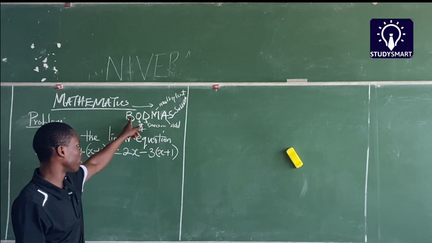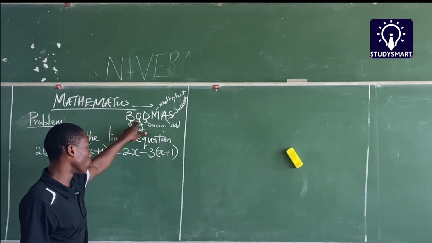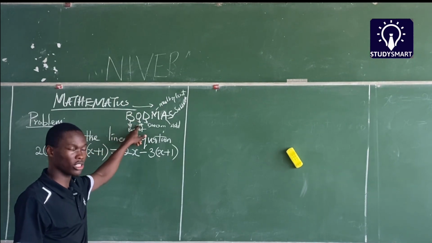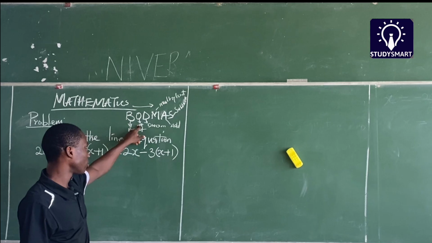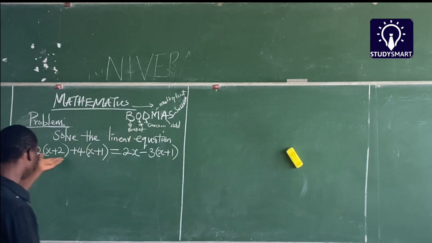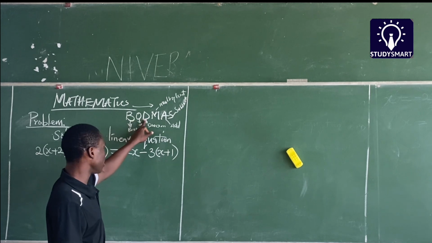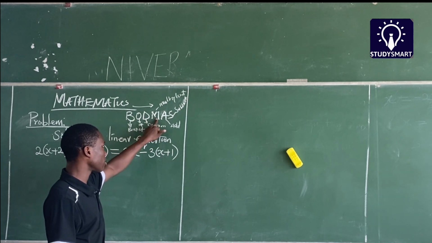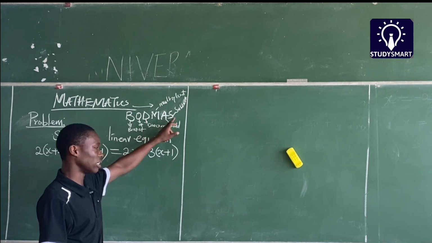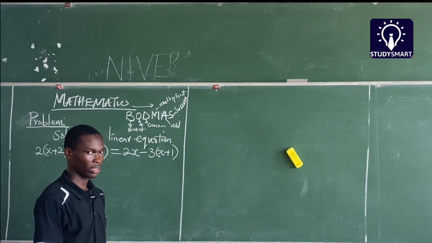So you treat the ones with brackets first, then you go over to the ones with 'of', which also means multiplication. This D here means division, this means multiplication, addition, then subtraction. That's how you follow it sequentially like that.